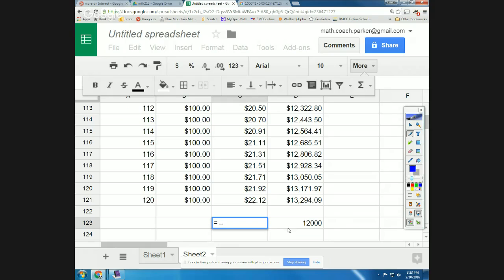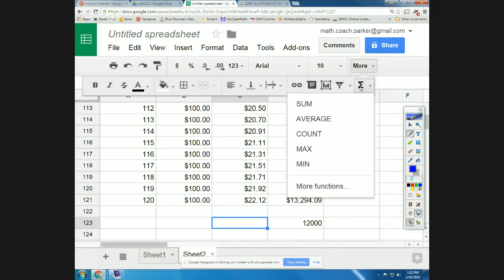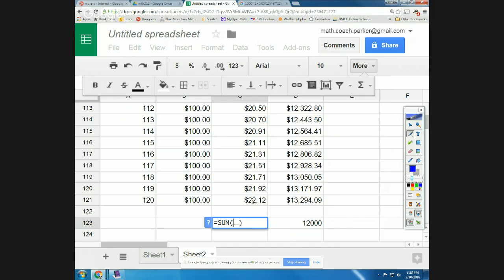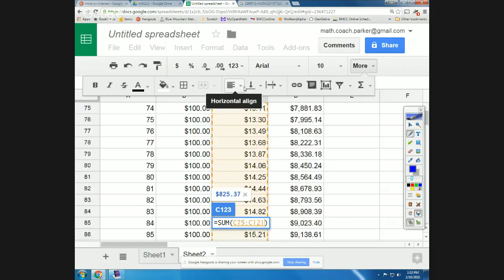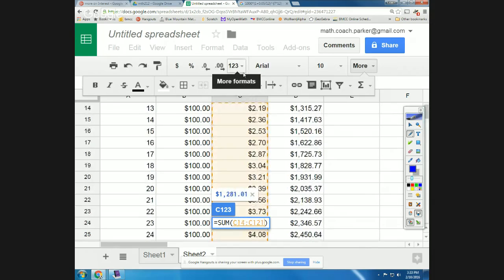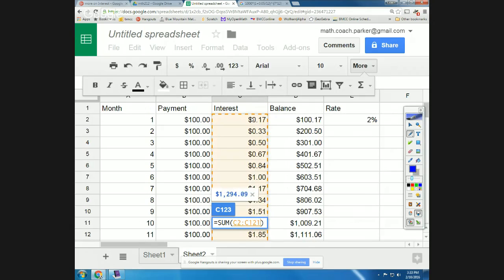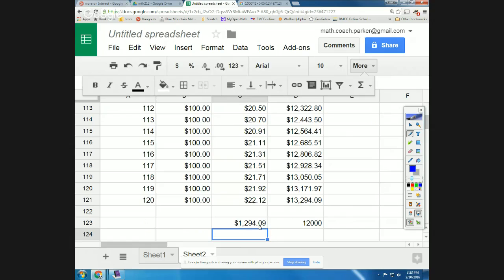Double check by using that auto sum button. Excel has the same button. Sum all of the interest amounts. So you can see the relationship between this and this here. $1,000 a year. So we made $1,000. 2% isn't much, you know. So I made $1,000 over 10 years.